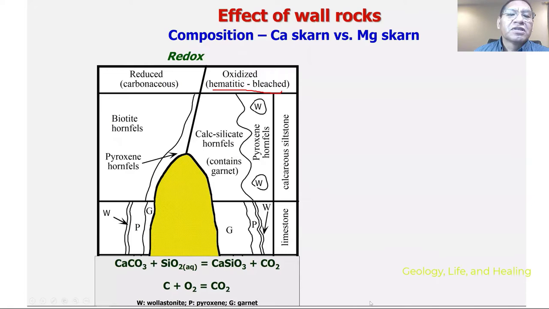And from the intrusive, we see we have wollastonite, pyroxene, and garnet. And so, this is garnet, pyroxene, and wollastonite. So, this is the direction. On the other side, it's the same garnet, pyroxene.